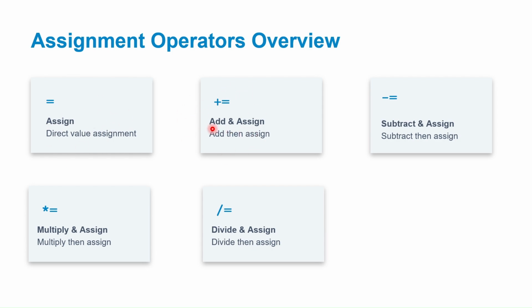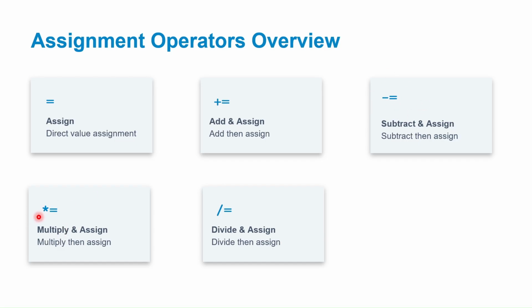The second operator is add and assign. The symbol is add, meaning plus, and assign, meaning equals to. What does that operator do? It will add the value and assign the answer to the same variable. I will explain it in the next slide. Then third is subtract and assign. This is the symbol of it, subtract and then assign. It will subtract a value from the variable and assign the answer to the same variable.